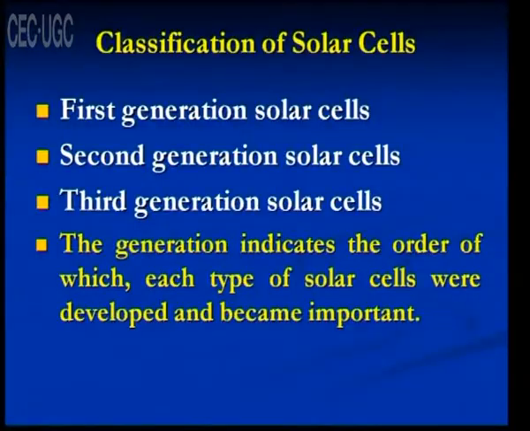Let us move on to the classifications of solar cells. If we look into the history, how these solar cells have developed over a period of time, they can be classified into different generations: first generation, second and third generations of solar cell developments. The generation actually indicates the order in which each type of solar cell was developed and how they became important in terms of cost, efficiency, operation, everything we can discuss, and hence there is a difference between each generation that have been developed over a period of time in our history.